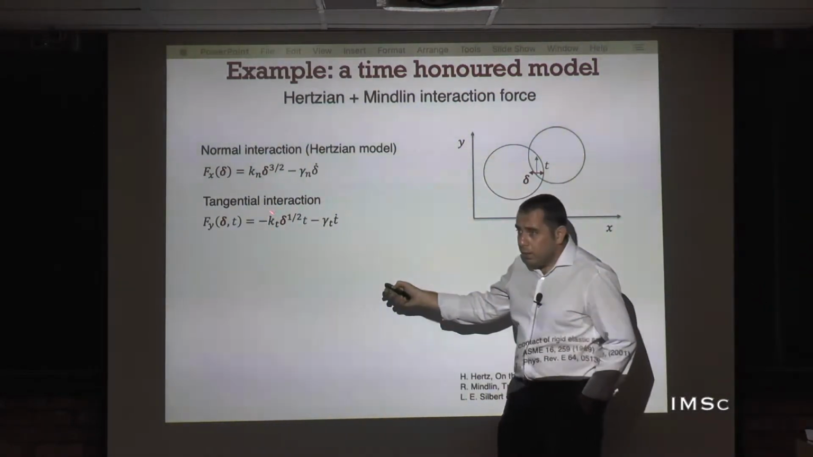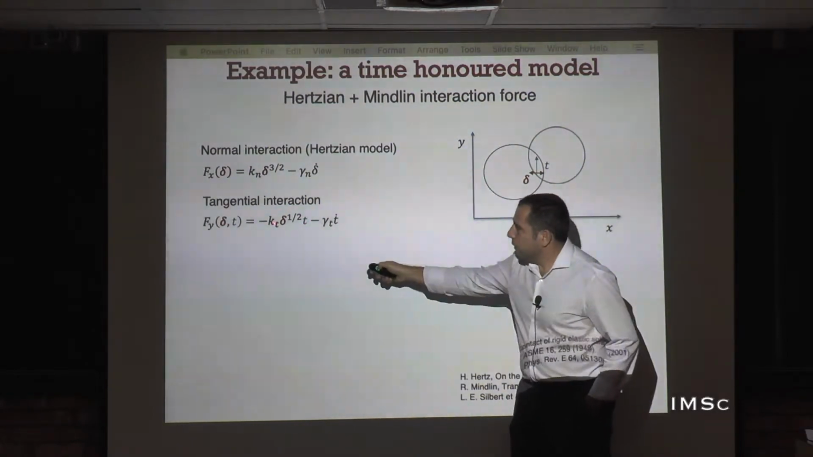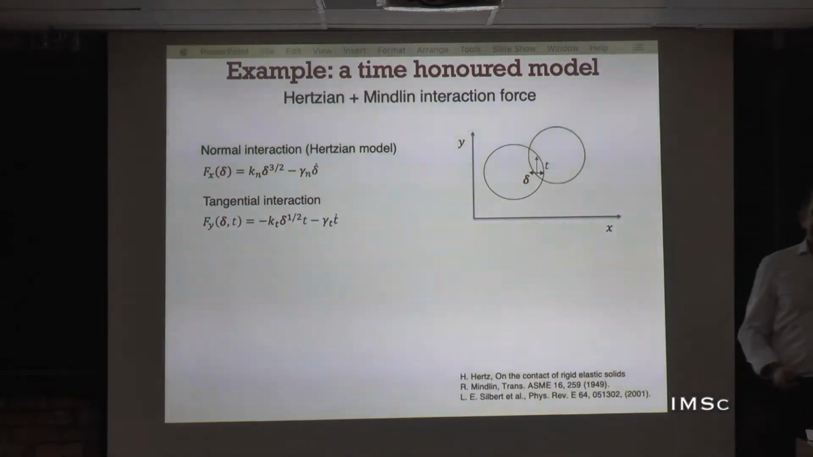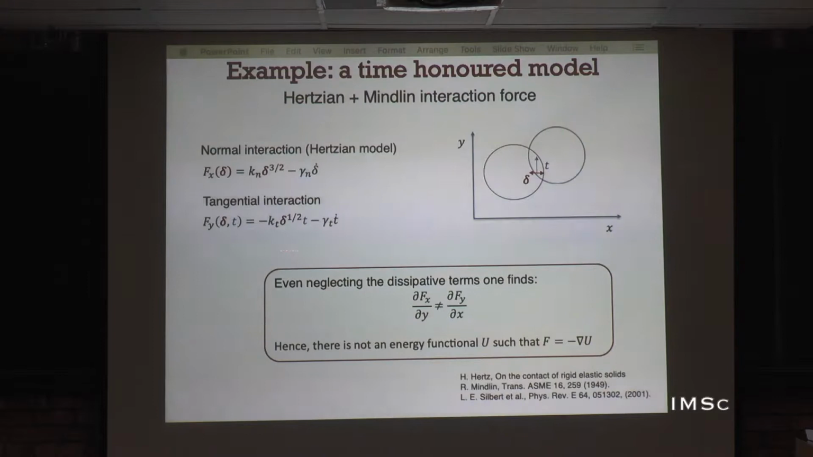So it's a spring, proportional to t with a minus, with a stiffness k, some constant, and delta to the 1/2. And of course, these forces are not Hamiltonian because you have dissipation. But you may think, okay, I want to describe a quasi-static condition, where dissipation is not there, so you can neglect dissipation. And even if you neglect dissipation, what you find is that the derivative of the force along x with respect to y is not equal to the derivative of the force along y with respect to x. So these forces are not coming from a potential.